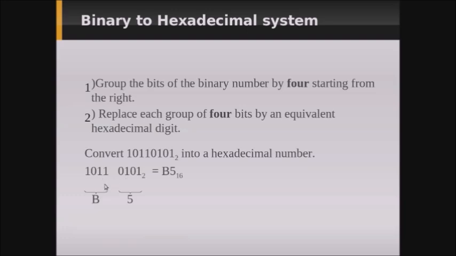Now I have to find the equivalent representation of these groups in hexadecimal. Here 1011 is nothing but 11. How do we represent 11 in hexadecimal? By using an alphabet, that is B. And 0101 is nothing but 5. So the equivalent value is B5 in hexadecimal for this binary form. This is how we convert the given binary into the hexadecimal system.